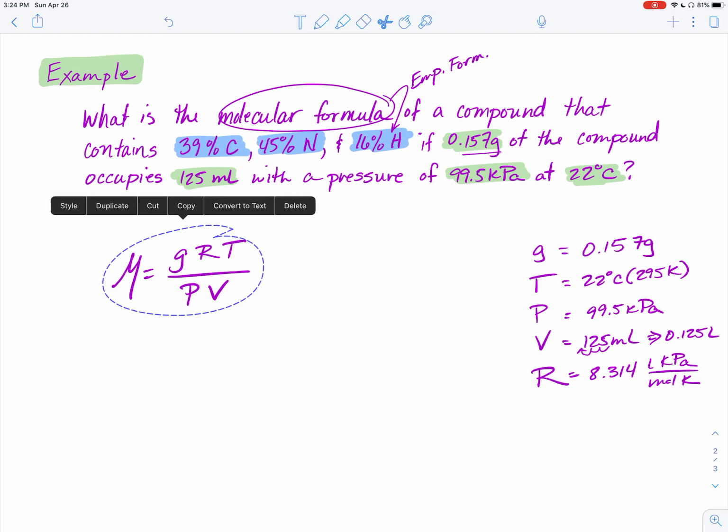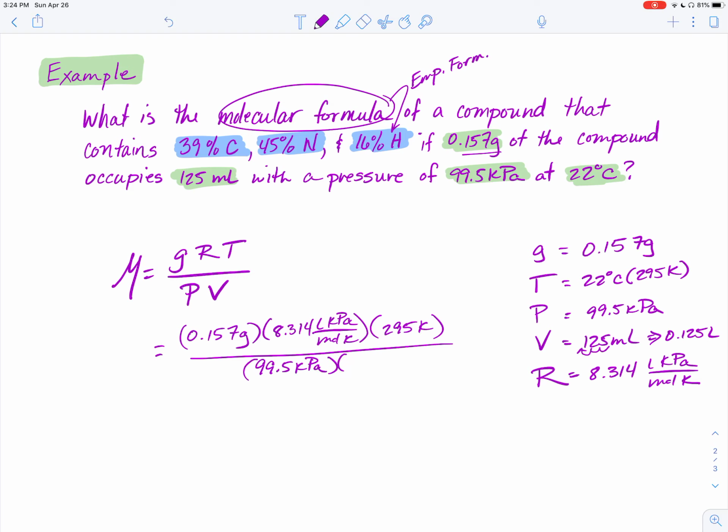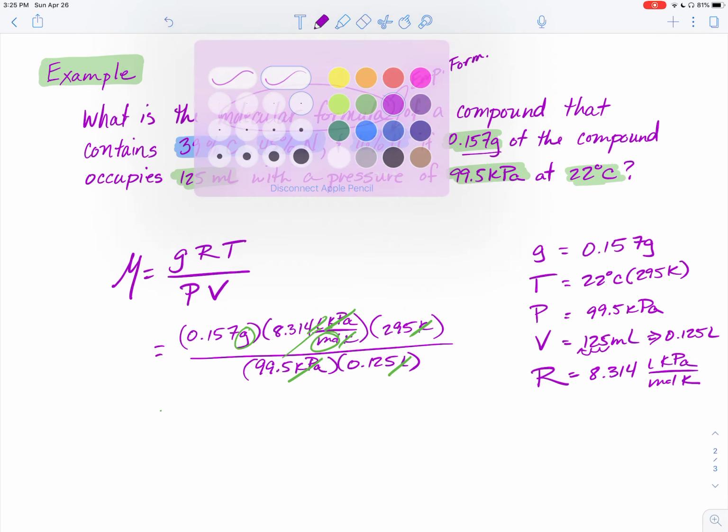So now that we have all of those variables, let's go ahead and plug things into this equation. 0.157 grams times 8.314 liters kilopascals per mole Kelvin, times 295 Kelvin, divided by 99.5 kilopascals times 0.125 liters. Make sure that your units cancel appropriately. Kilopascals cancel, liters cancel, Kelvin cancels, leaving you grams per mole, which is molar mass. So that's great. You did that correctly.